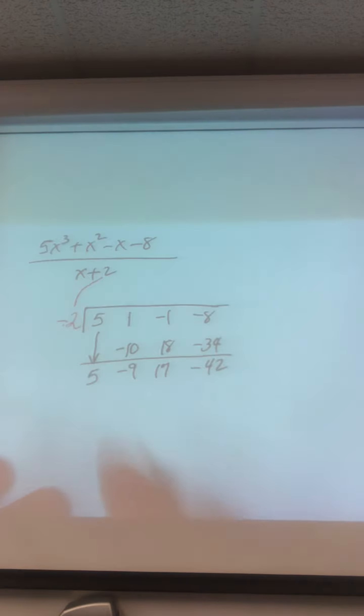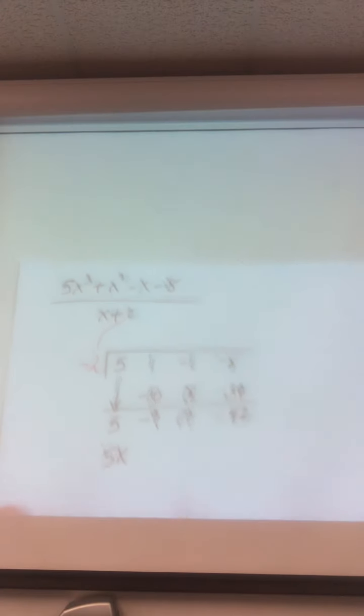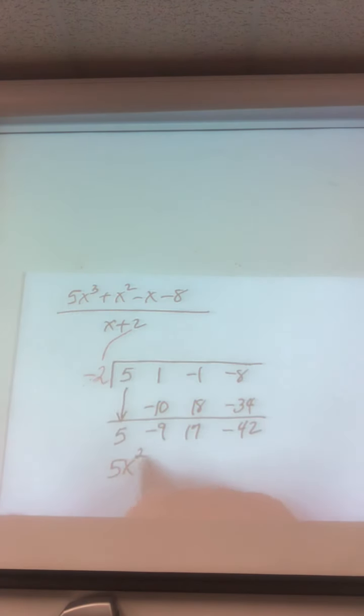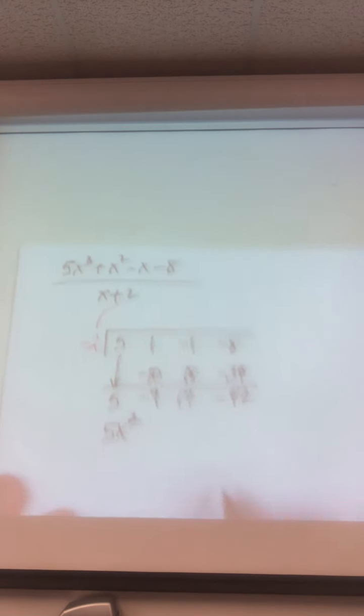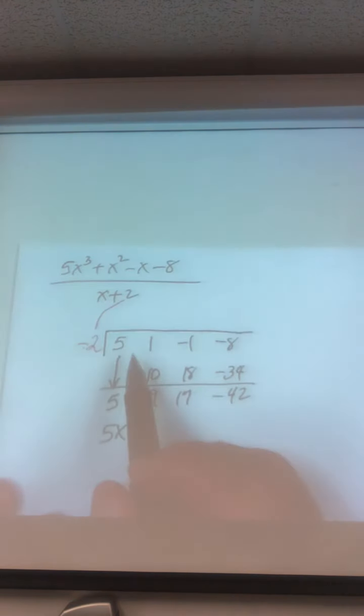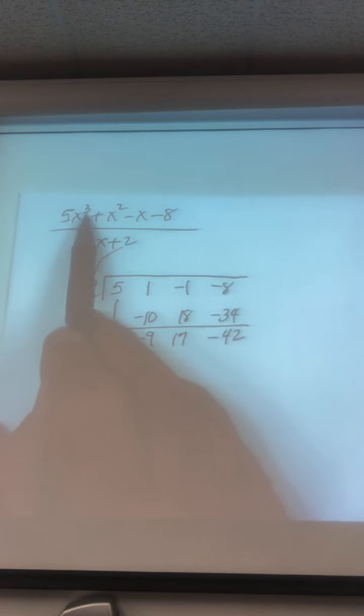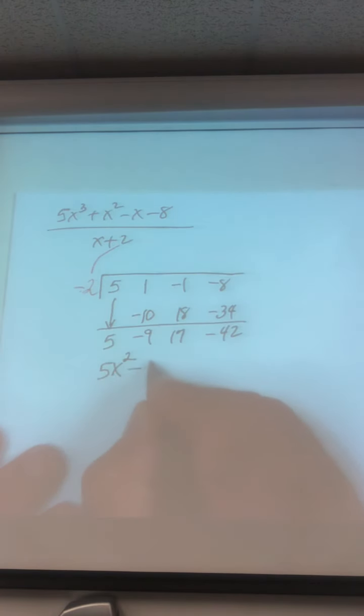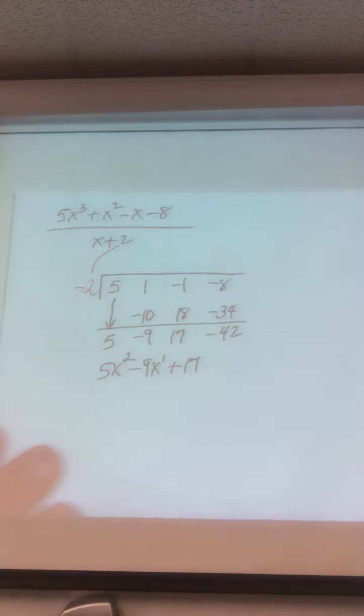Now let's write our answer. Our answer will be 5x. Now, you're dividing an x3 by x1. So this is going to be an x2. And I told you your answer will always be 1 less than this power. So 5x2 minus 9x1 plus, and that's my constant right there. Now, what did we say the number on the end was?